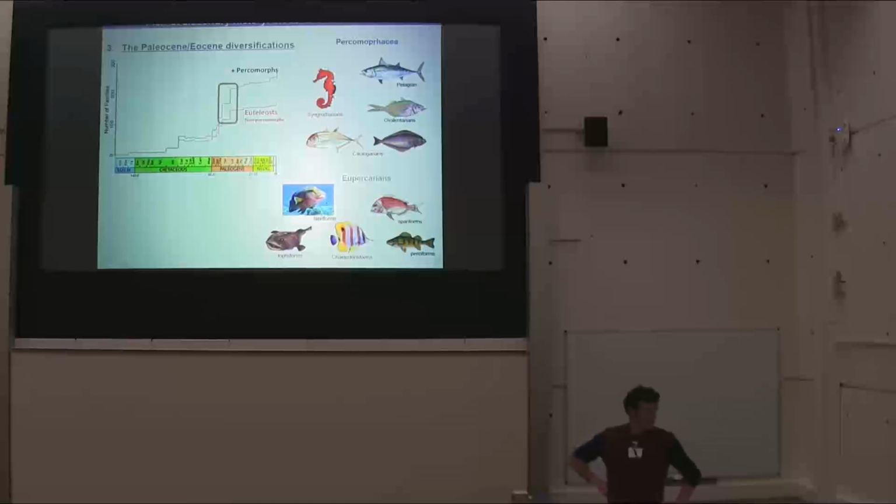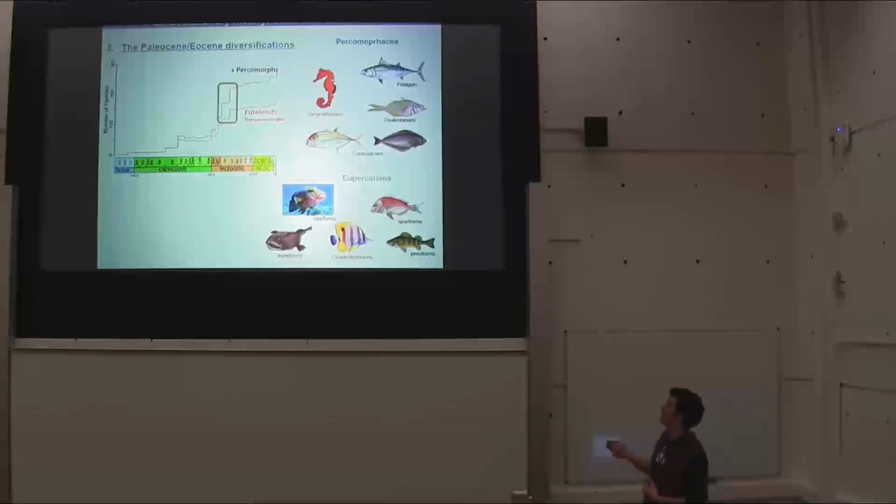And the last diversification is in the Paleogene. So if we look now at what's going on within Actinopterygii, it's still within teleosts, but it's the percomorphs that diversified in this period. It's a huge diversification here. And among them, it's the Eupercaria that are mostly involved, including lots of coral reef fishes.